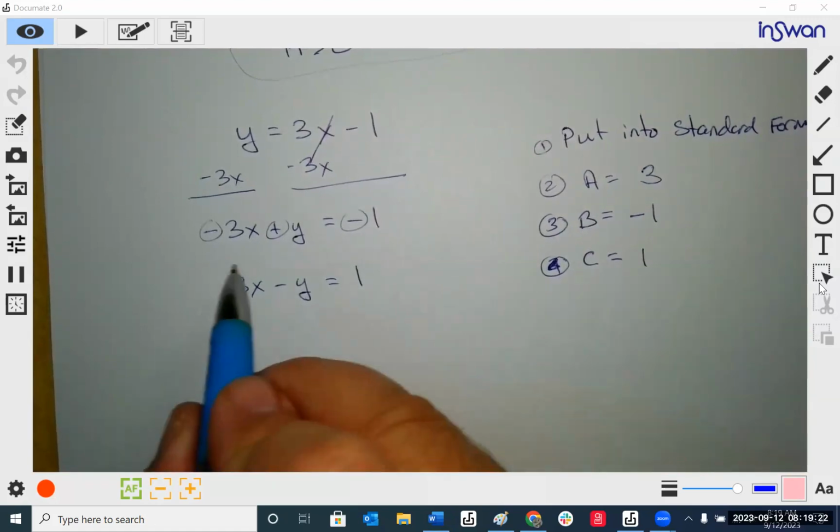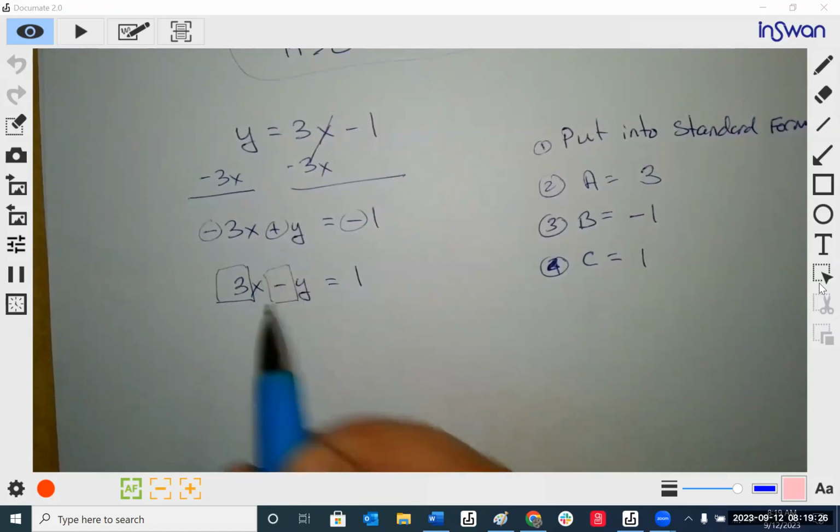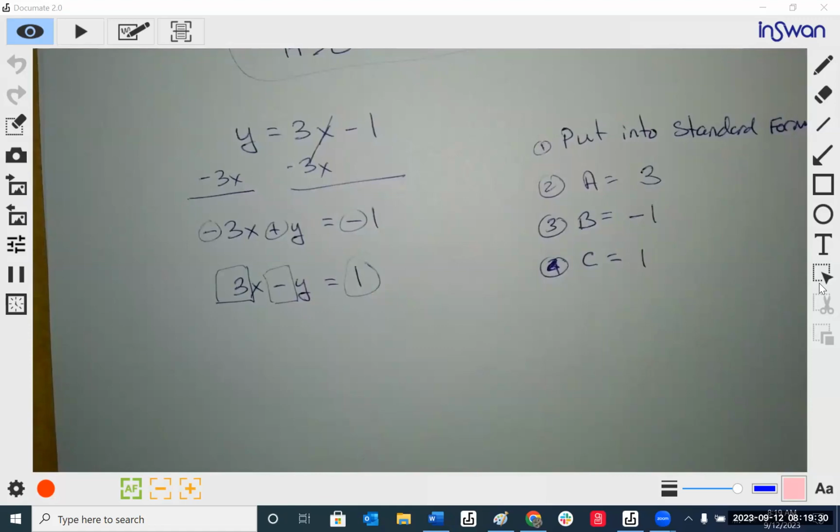A, B, and C are only what's in front of X and Y and the constant. That's what A, B, and C are. Since there's nothing in front of Y, there's a negative sign, there's always an invisible 1. There's an invisible 1 in front of everything, below everything, and on a power of everything. There's 1 everywhere.